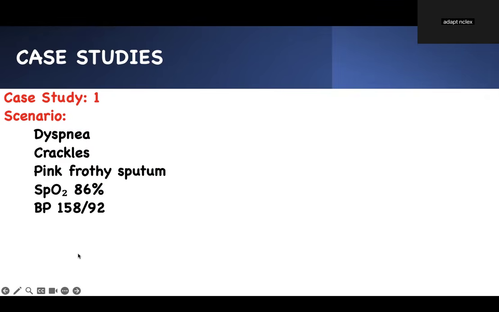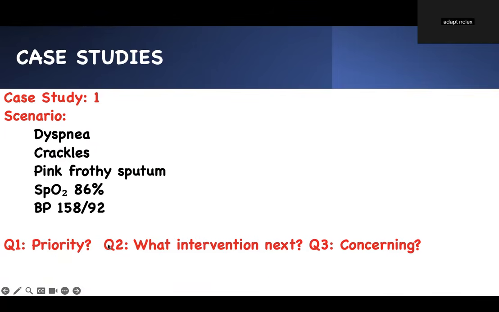They're going to ask you, what do you do with this patient? Well, CHF exacerbation. What is the priority? Give them oxygen. What intervention? Get rid of the fluid. This patient will need furosemide. Which of this is concerning? Which buzzword? Dyspnea, crackles, pink fluid sputum, saturation, and blood pressure. Put it down in the comments and let me know which of those 5 pieces of information will be your priority concern.